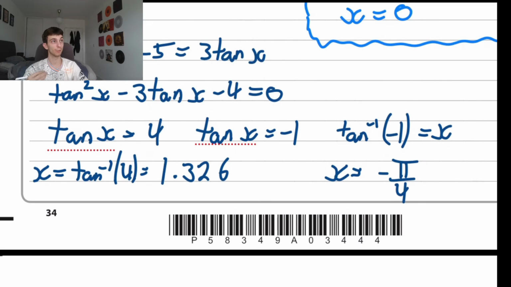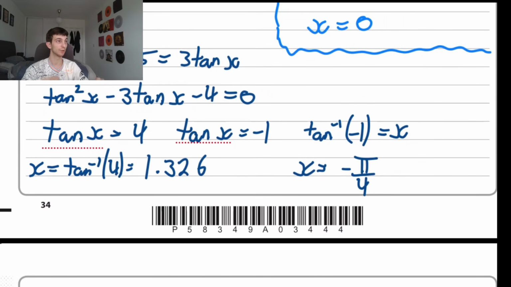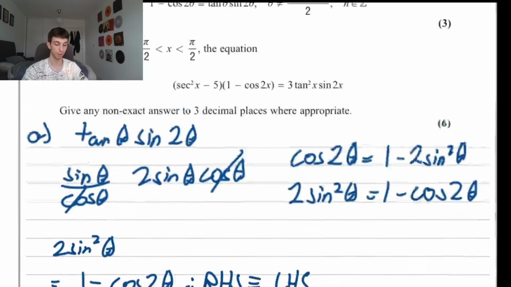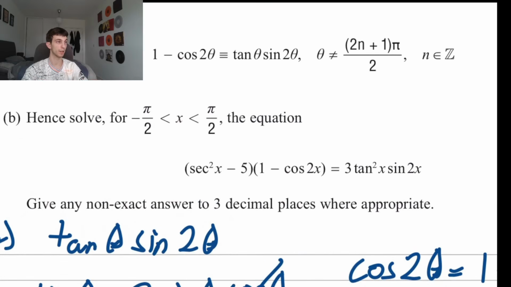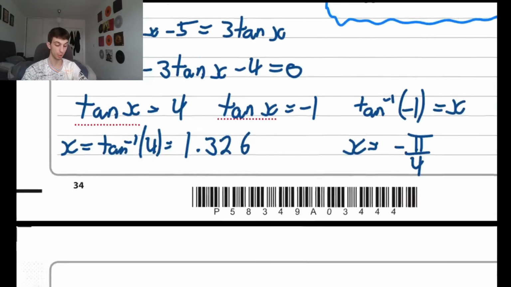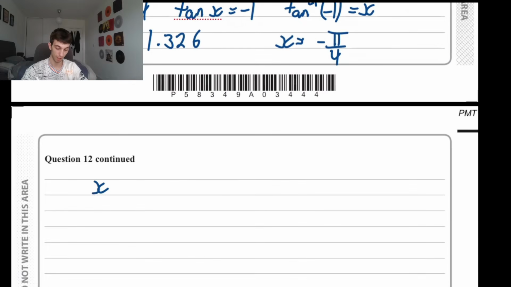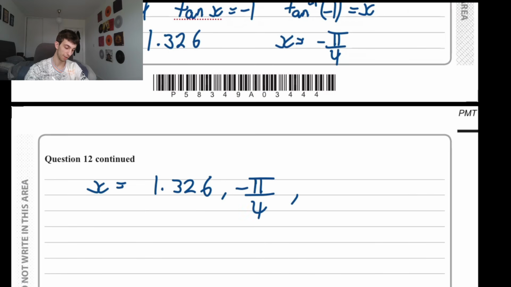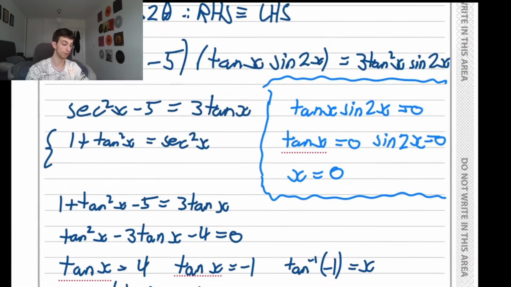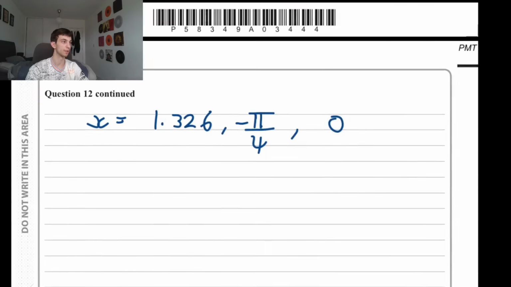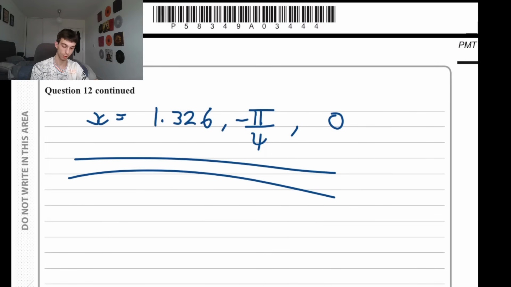Now we know that tan repeats every pi. We can see if we were to add or take away pi from either of these solutions, we'd be outside of x larger than minus pi over 2 and less than pi over 2. So we actually have our 3 solutions out already. We have that x can be equal to 1.326, minus pi over 4, and we have, once again, equal to 0 because we divided by tan x sine 2x. So those are our three solutions to question 12 part B. And that's it, on to question 13.